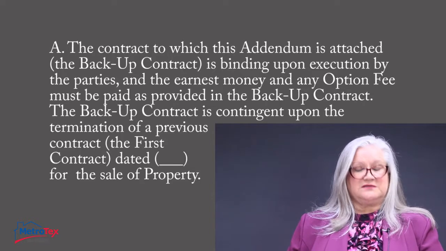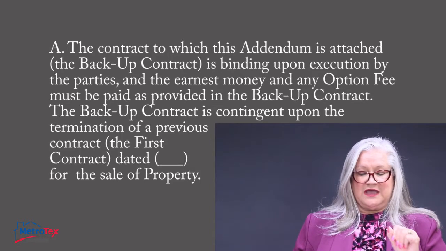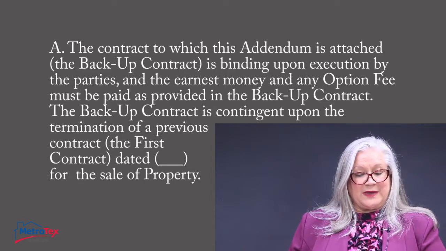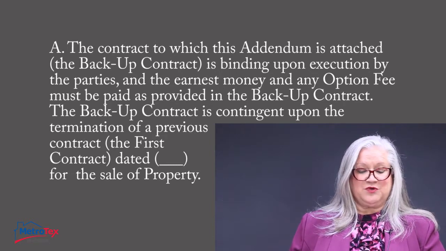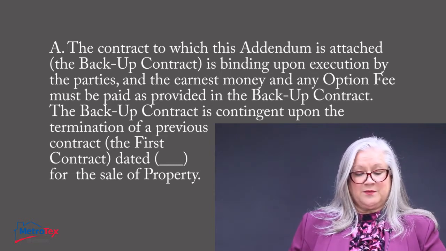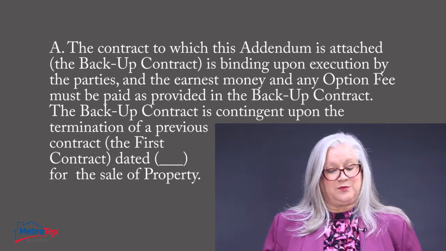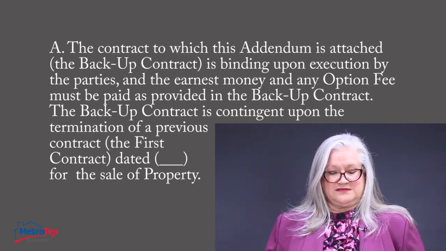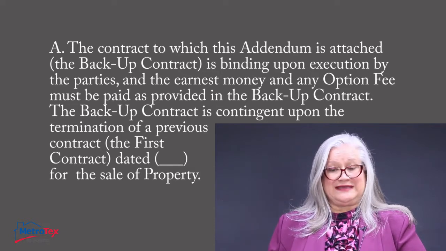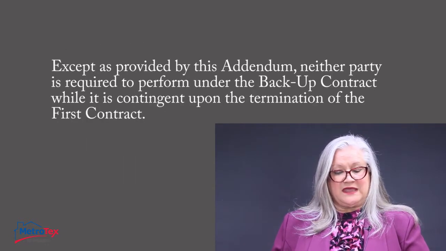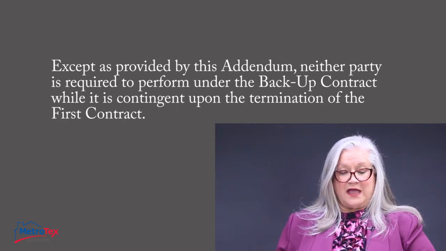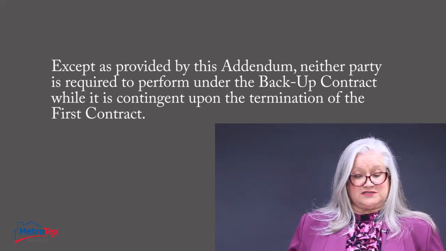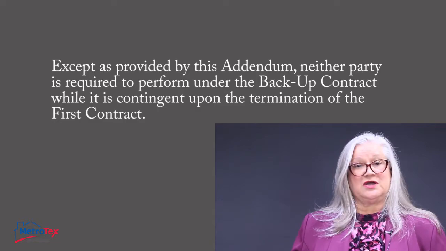There is a paragraph A, and the paragraph A says the contract to which this backup addendum is attached is binding upon execution by the parties, and the earnest money and option fee must be paid as provided in the backup contract. The backup contract is contingent upon the termination of a previous contract, the first contract, dated blank, and this will be a date, for the sale of property. Except as provided by this addendum, neither party is required to perform under the backup contract while it's contingent upon the termination of the first contract.